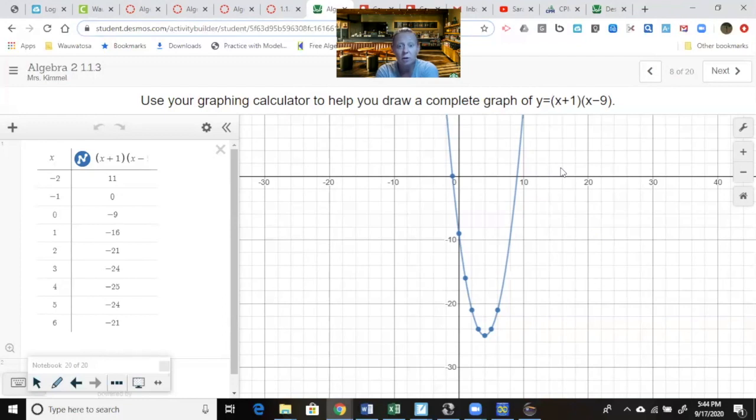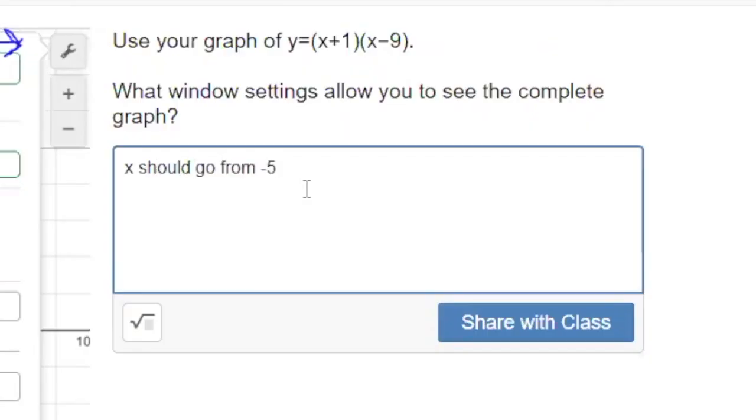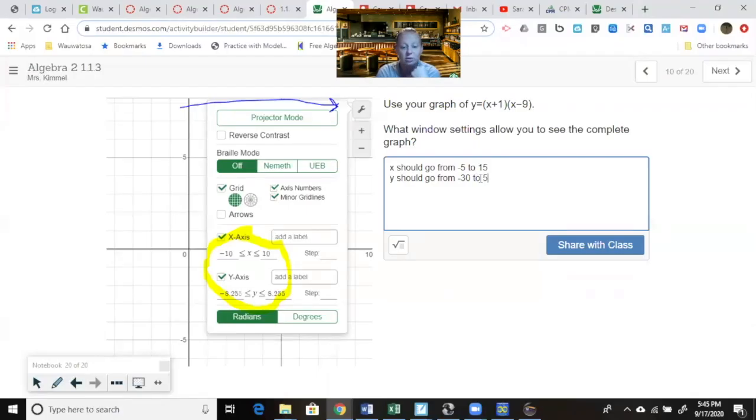That'd be good. For y, I would choose about -30, because something below -25 lets me see the vertex on the graph. And then I'd go up to +5. So what window? X is going to go from -5 to 15, and y will go from -30 to +5. That'll be a great window. So if you go back in Desmos and type that here, you will see exactly what I'm talking about, which is a great window to see that whole shape of the graph.